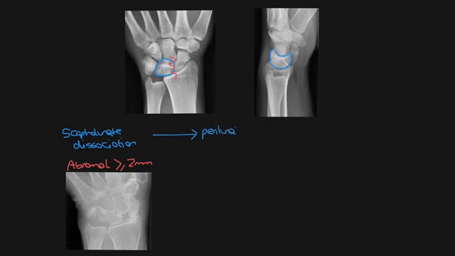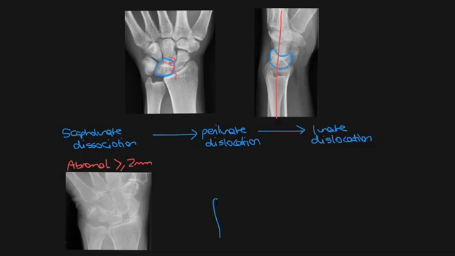Next in the spectrum of injuries is a perilunate dislocation, and more severe than this is a lunate dislocation. You can tell the difference between these two injuries on a lateral view of the wrist. Just to recap, in a normal wrist you should see the distal radius lining up with the lunate and the capitate. So how do you tell the difference between a perilunate and a lunate dislocation?